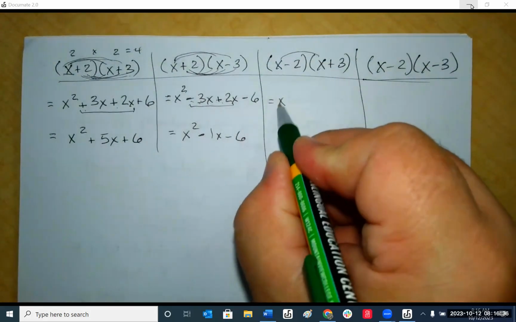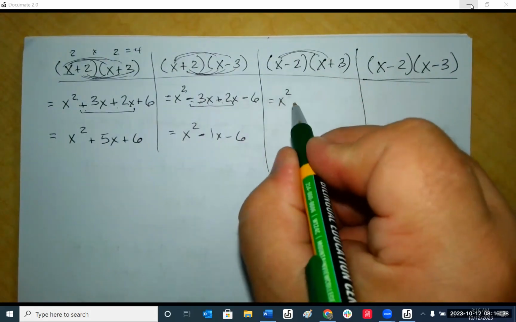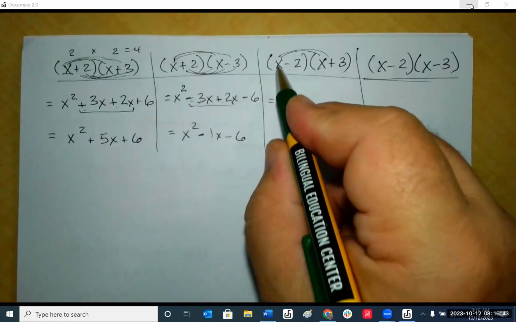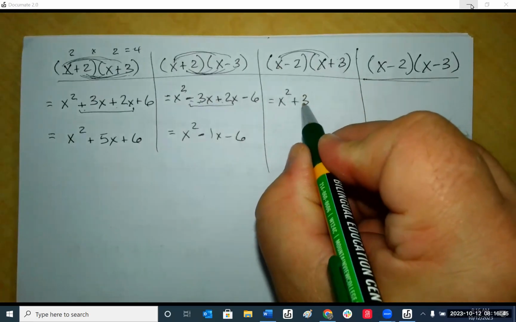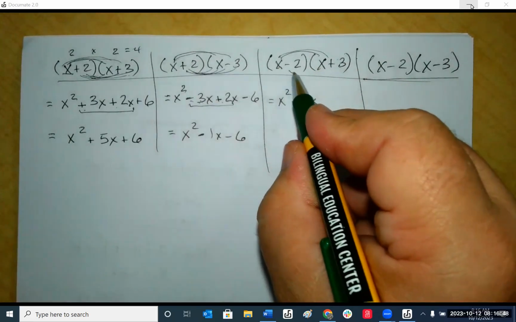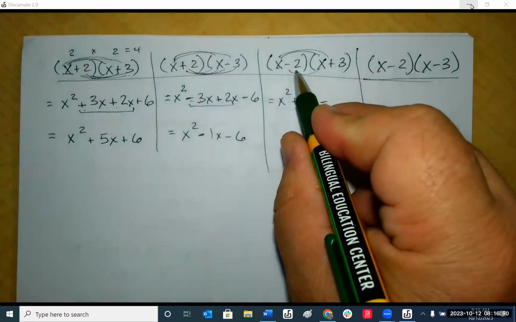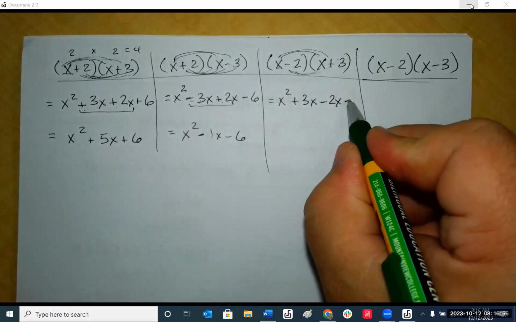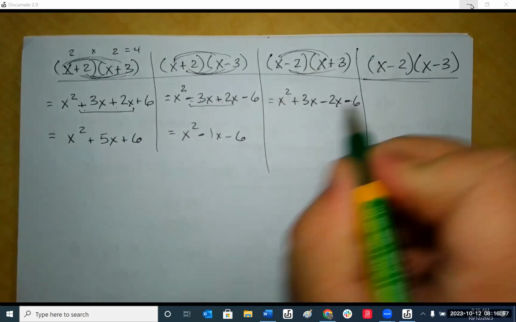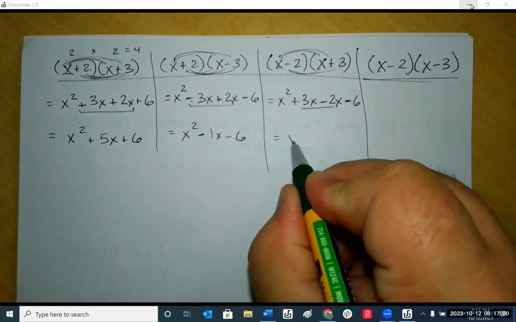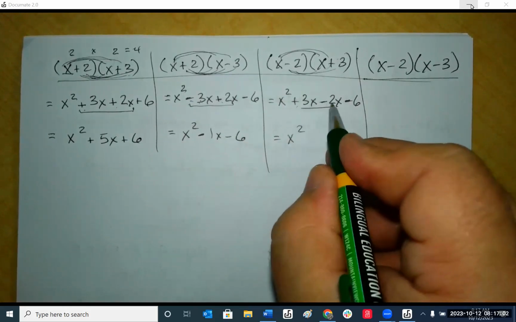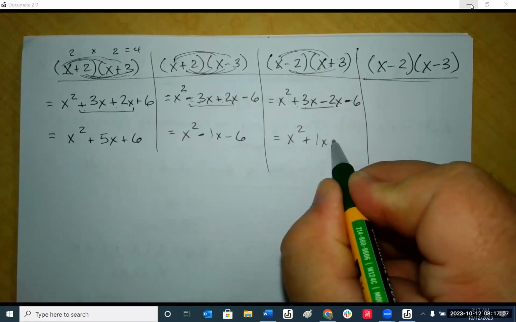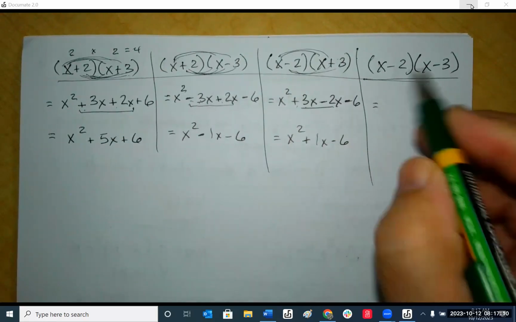X times x is x squared. Positive times positive is positive. X times 3 is 3x. Negative times positive is negative. 2 times x is 2x. Negative times positive is negative. 2 times 3 is 6. Combine like terms. Positive 3, negative 2. 3 is bigger, so it's positive. 3 minus 2 is 1x.